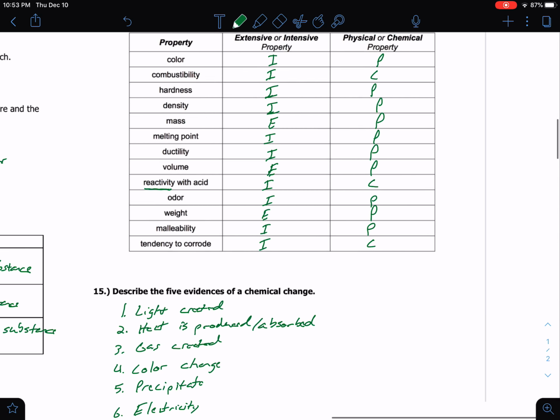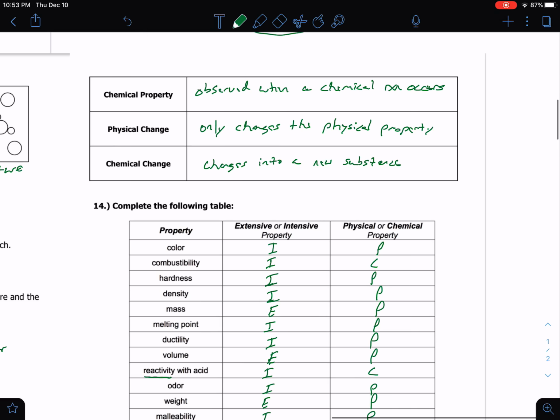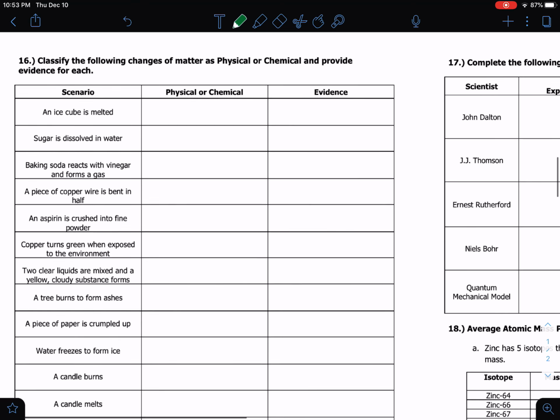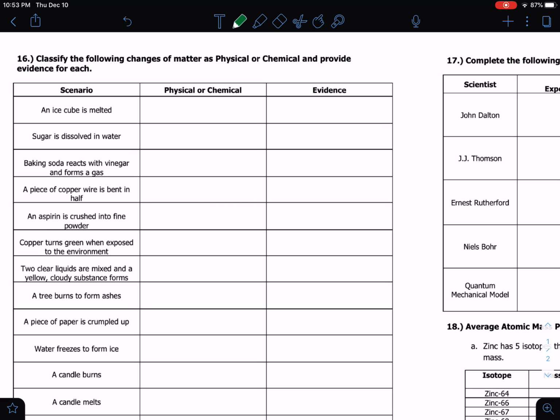Okay, so now let's move on to 16. I believe that's down here. Number 16, classify the following changes of matter as physical or chemical and provide evidence for each. So an ice cube is melted. This would be a physical change because we didn't do anything. So still water. We just changed the state of the matter. We didn't actually change the actual substance itself.